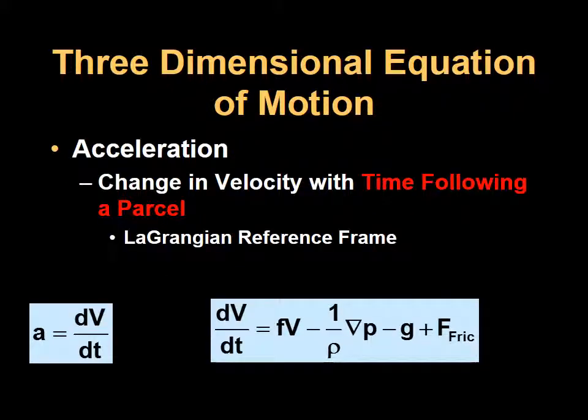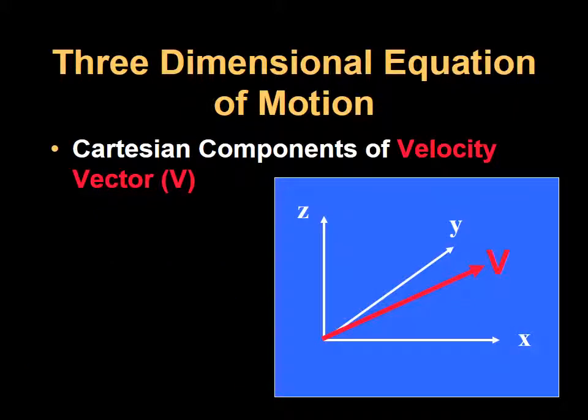So here is our equation. This is the equation of motion, and it gives us the acceleration following a parcel of air. So this is a Lagrangian reference frame. It says it accelerates because of these four forces. There is an imbalance in these four forces, and as a result, you're going to get an acceleration.